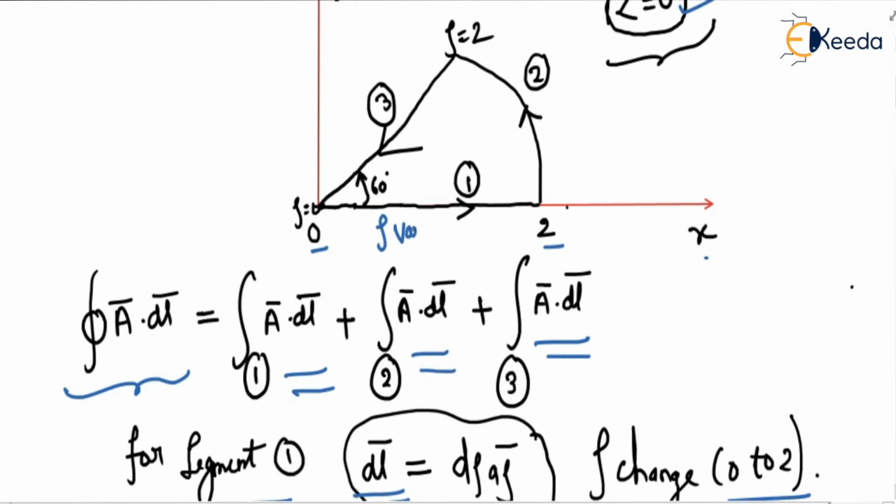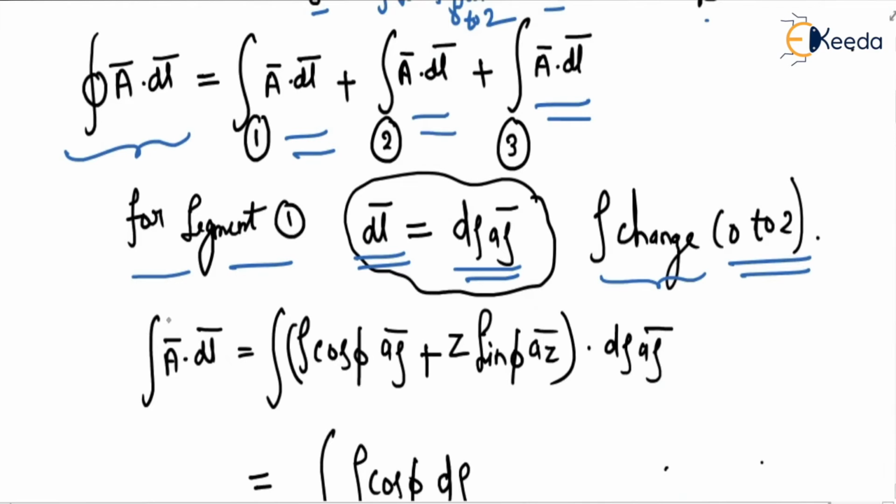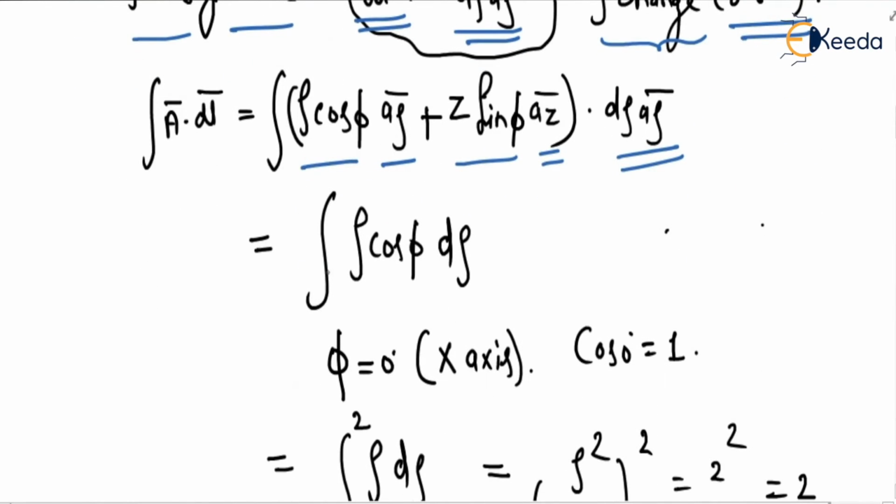Rho varies from 0 to 2 for the first segment. Then the integration of A vector dot dl vector. A vector is given as rho cos phi a rho plus z sin phi az, dot d rho a rho. We will take the dot product of these two vectors. Dl vector is d rho a rho. When we take the dot product, this becomes rho cos phi d rho, because a rho dot a rho is equal to 1 and a rho dot az is equal to 0, as we know from the orthogonal property.